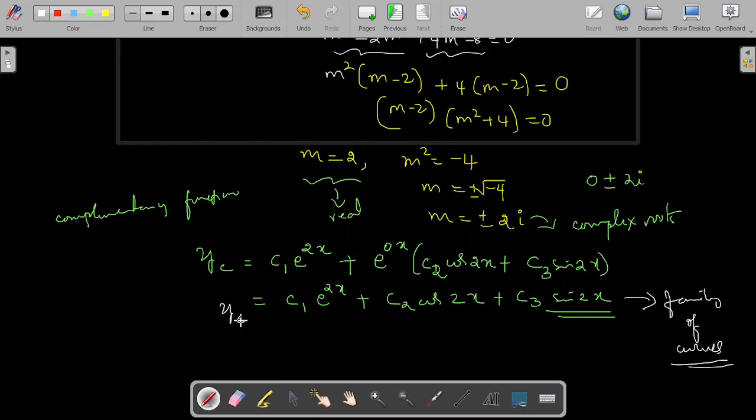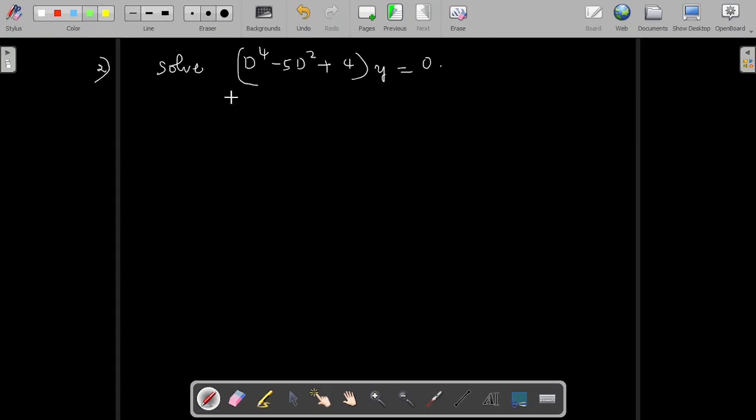So Yc itself is the general solution, because a homogeneous differential equation has only the complementary function as its solution. See the next question: D power 4 minus 5D square plus 4, into y equal to 0. Already in the operator form, f of D into y equal to 0. This is a fourth order linear differential equation with constant coefficients, and it is homogeneous.